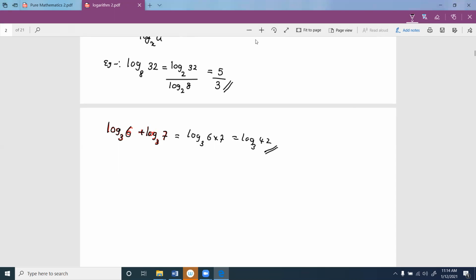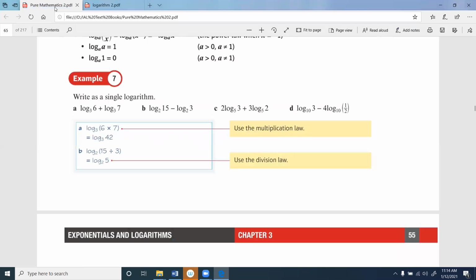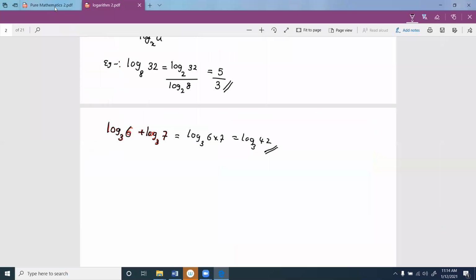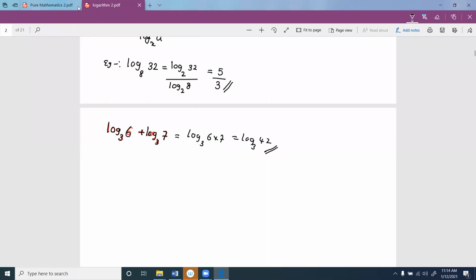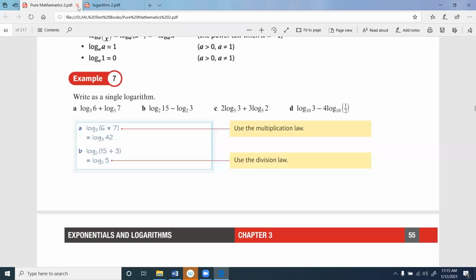Okay, let's go to another example. The second example is log base 2 of 15 minus log base 2 of 3. This one you can say is log base 2 of 15 divided by 3, which turns out to be log base 2 of 5. Later on we will learn how to get these answers. For the moment, just keep it as it is. They need to write it as a single logarithmic term.